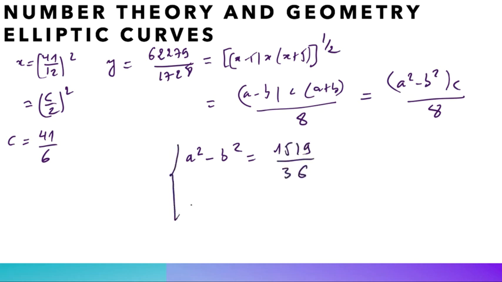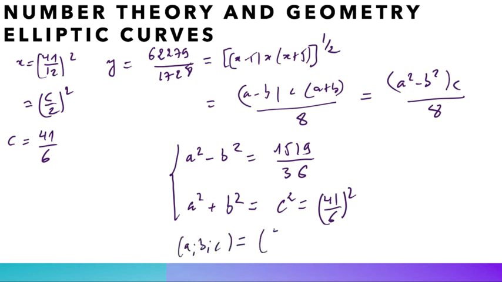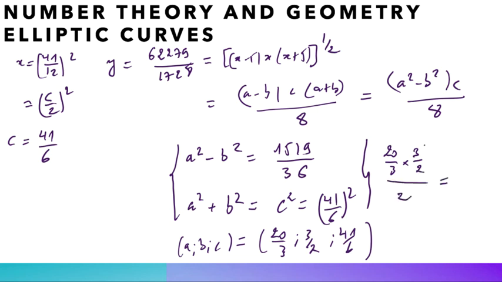Moreover, by the Pythagorean Theorem, one knows that a squared plus b squared is equal to c squared, which is equal to 41 divided by 6 all squared. Solving both of these equations for positive rationals, one gets a, b, c equals 20 divided by 3, 3 halves, and 41 divided by 6. We can actually easily check that this is a right triangle, and moreover, if you compute its area, one gets 20 divided by 3 times 3 divided by 2 all divided by 2, which is actually equal here to 10 divided by 2, which is 5.